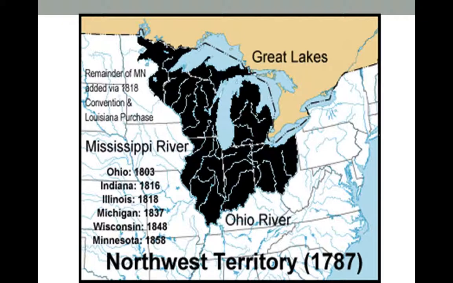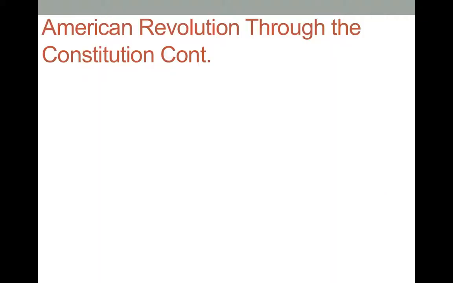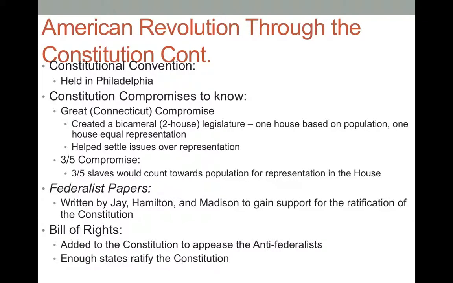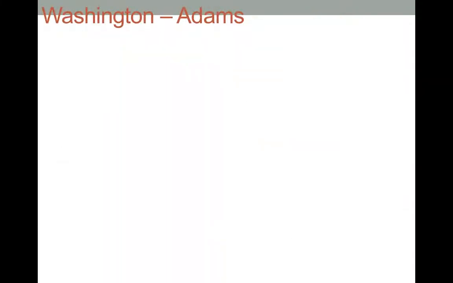So this is the Northwest Territory. We're starting to expand after this. So the Constitutional Convention was held in Philadelphia. Make sure you know your compromises, your Federalist Papers, Jay, Hamilton, Madison, who support the ratification of the Constitution, and your Bill of Rights. We spent a long time on this, and next year in government you will continue to spend time on this.